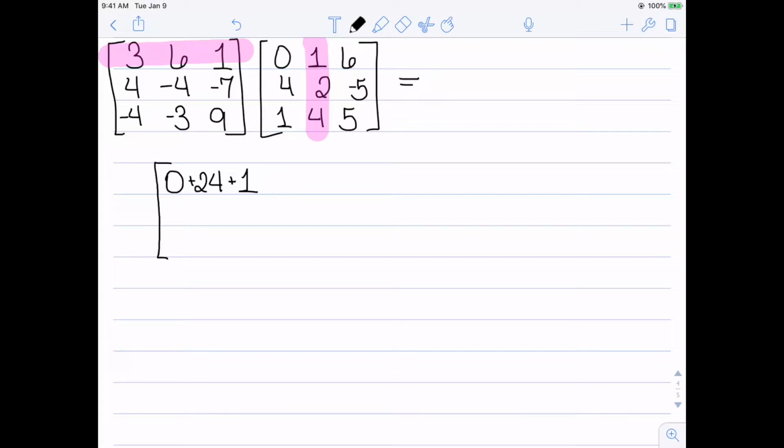So I have 3 times 1 is 3. 6 times 2 is 12. And 1 times 4 is 4. I'm now going to look at the first row and the third column.